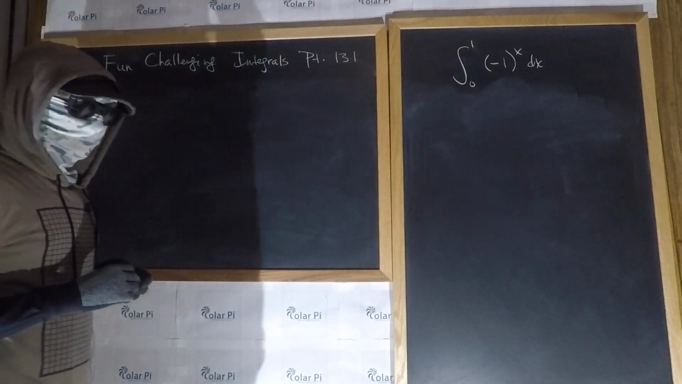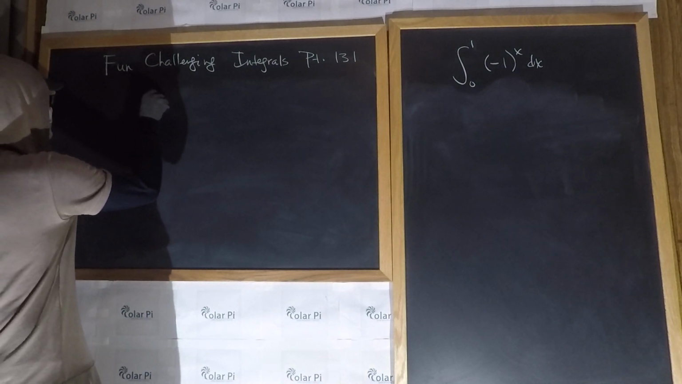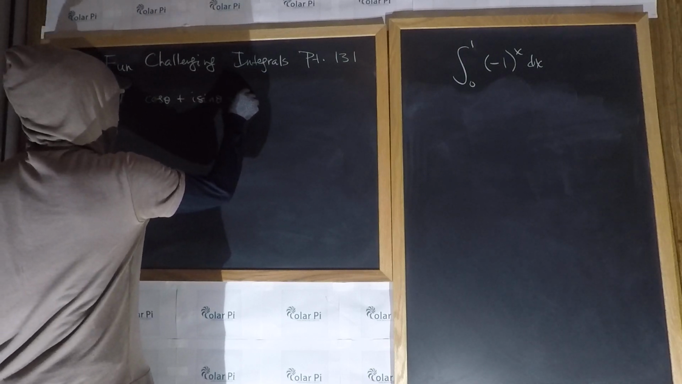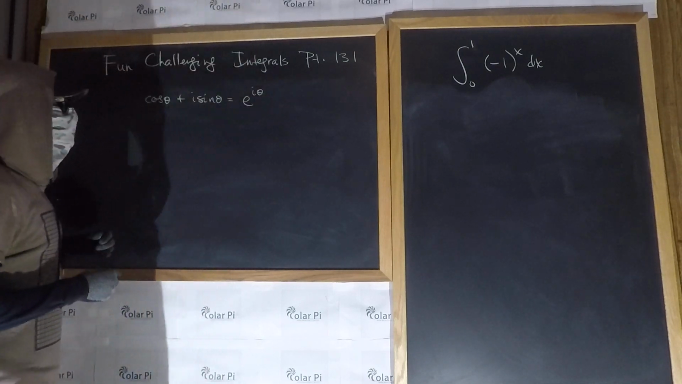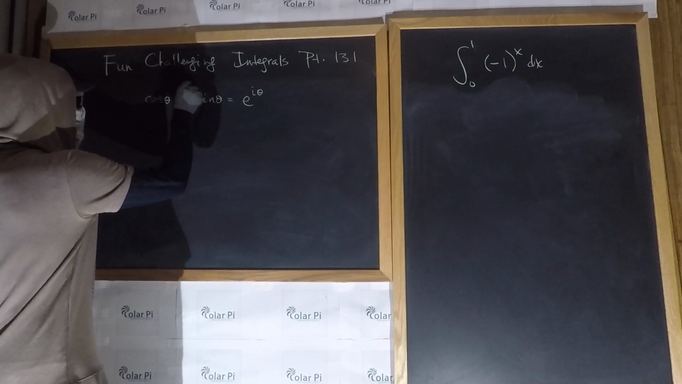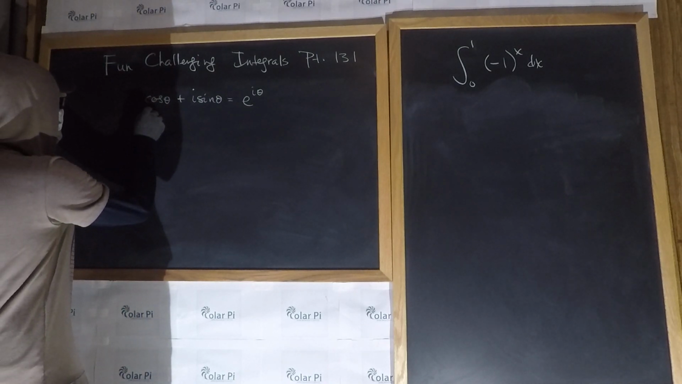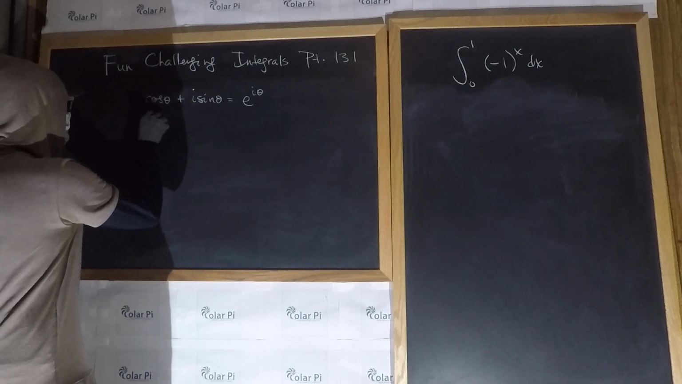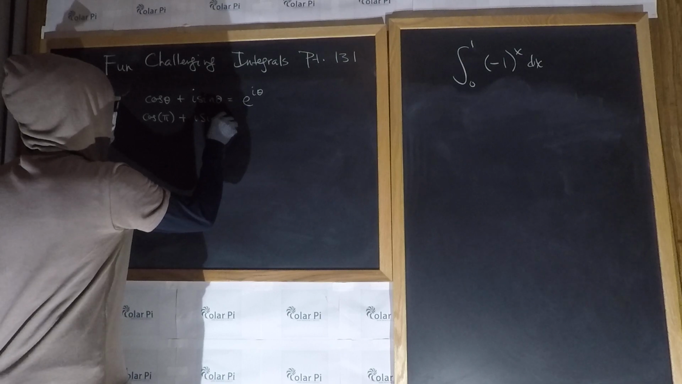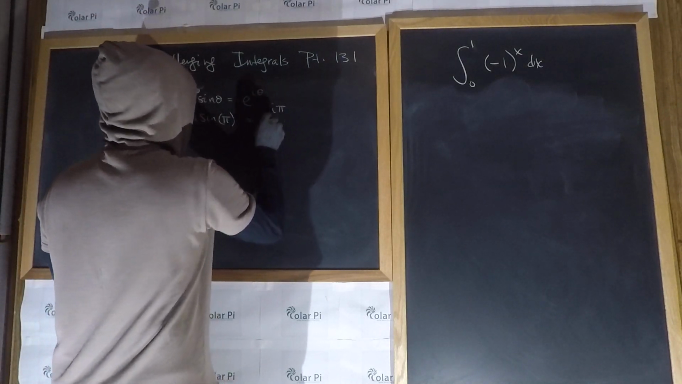Well, I have a video on this. Check it out. But we know that cosine theta plus i times sine theta is equal to e to the i theta. I have a video showing why this is true. It's easy enough to show, so check that out, but this is true. So we know that if theta is equal to pi, this would read cosine of pi plus i times sine of pi, and that would equal e to the i pi.